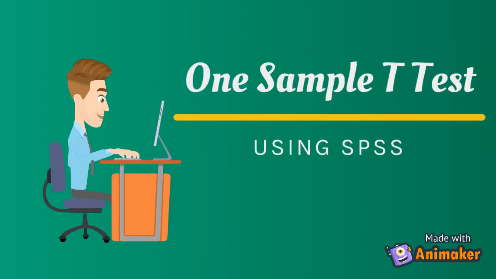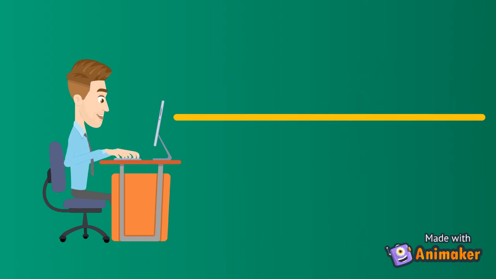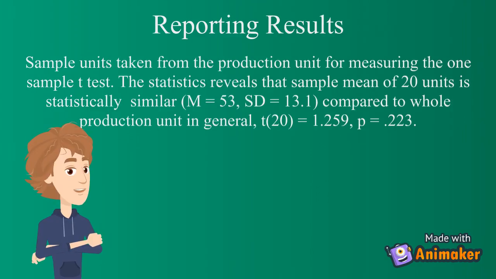Finding one sample t-test using SPSS is very easy. Just go to the Analyze menu, click on Compare Means, click One Sample t-test. Insert the variable in the Test Variable box, provide the test value, which in our case is 50 kilograms. Sample units taken from the production unit for measuring the one sample t-test.